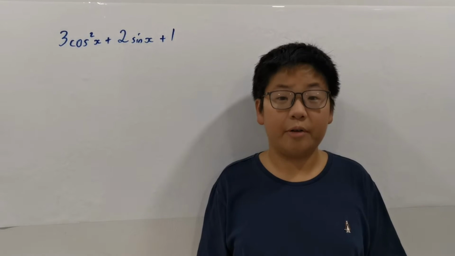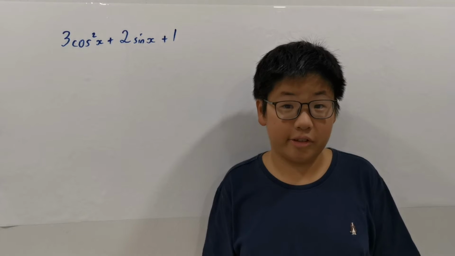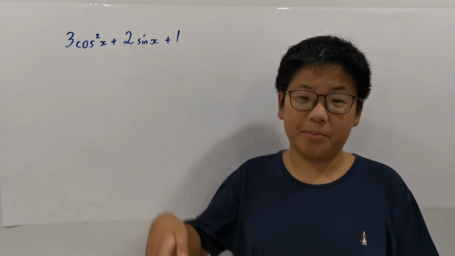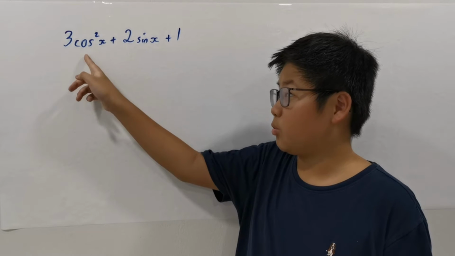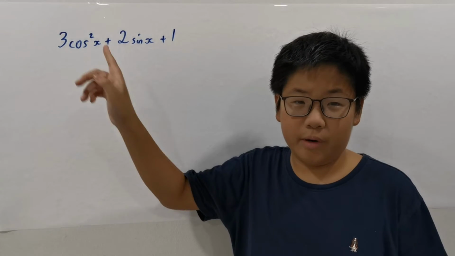Today we are going to look at question 1D of MAT Oxford 2020. The question asks to find the maximum value of this polynomial. Look, sin x, cos square x. What are we going to do with this cos square x?